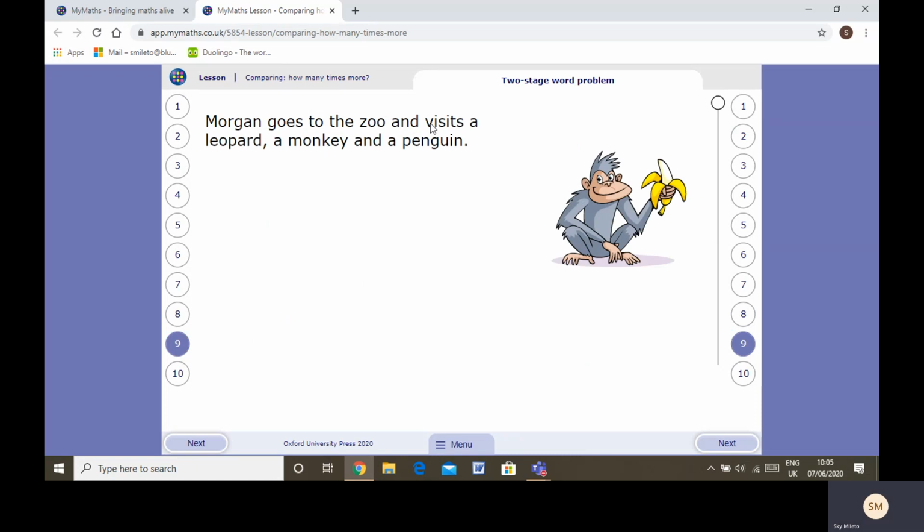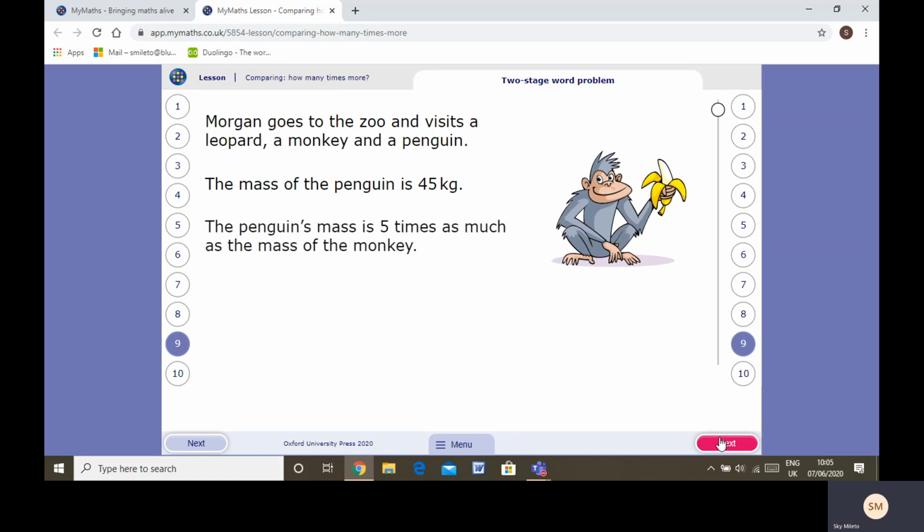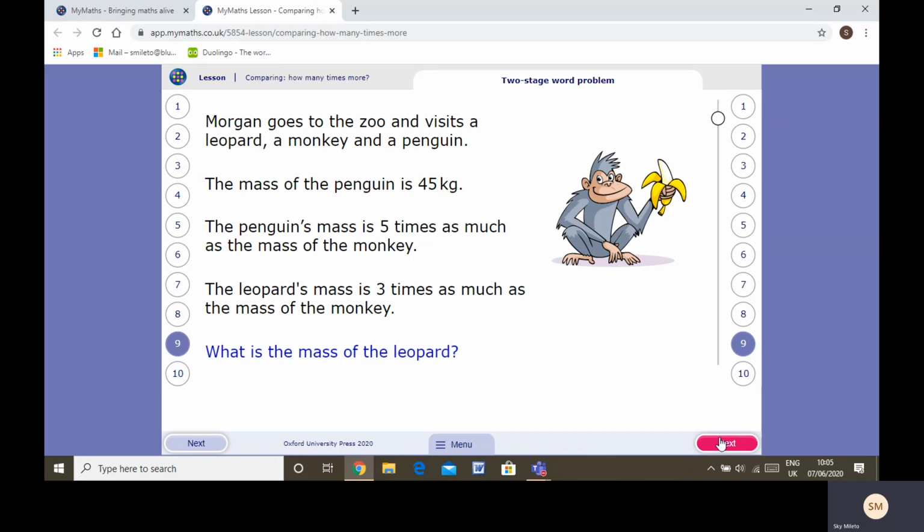So Morgan goes to the zoo and visits a leopard, a monkey and a penguin. The mass of the penguin is 45 kilograms. That's the weight of the penguin. The penguin's mass is 5 times as much as the mass of the monkey. The leopard's mass is 3 times as much as the mass of the monkey. Okay, now seems a lot of steps here. It's a 2-step problem. First thing we need to do is find out the monkey's mass, and then we can find out the leopard's mass.